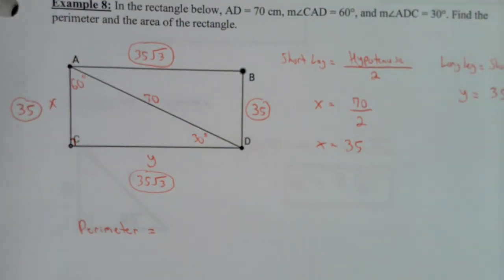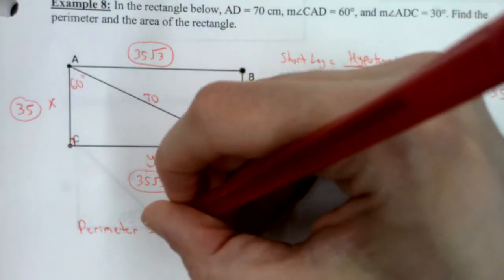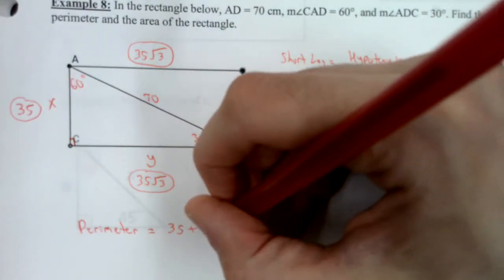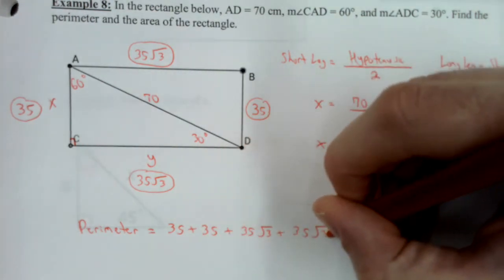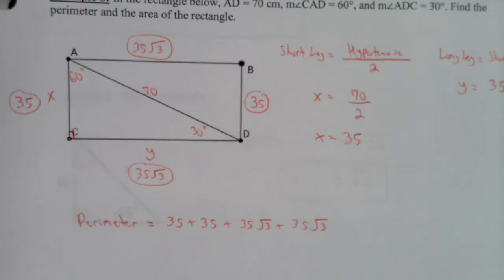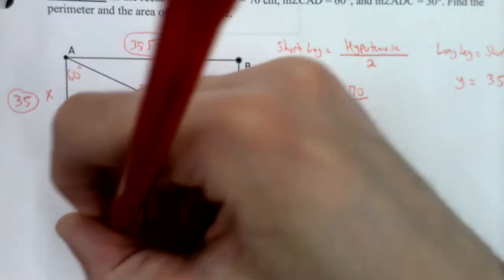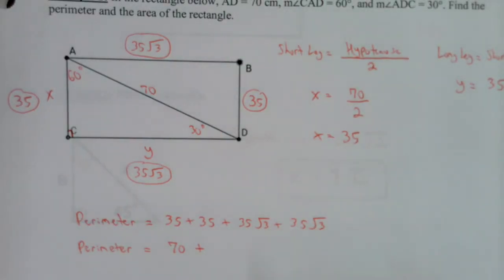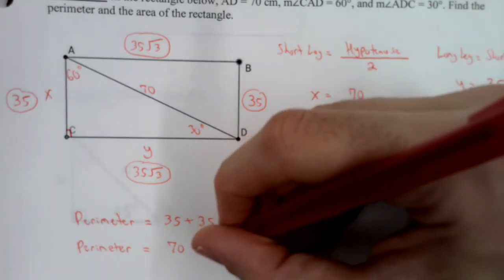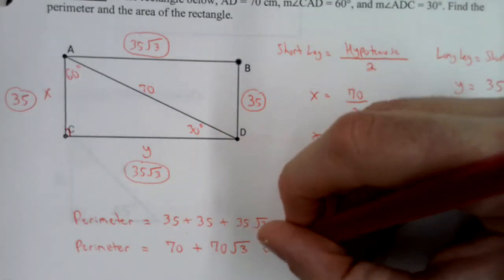Now we're going to add up those four sides for the perimeter. So I'll do 35 plus 35 plus 35 square root of 3 plus 35 square root of 3. Combine these two to get 70. Think back to lesson 1. Then combine these two to get 70 square root of 3. Not square root of 6, it stays square root of 3. And that's centimeters.